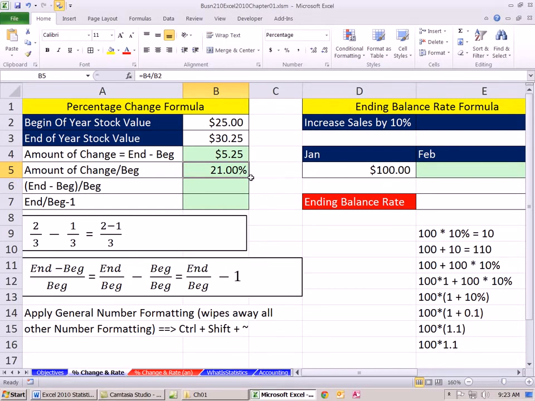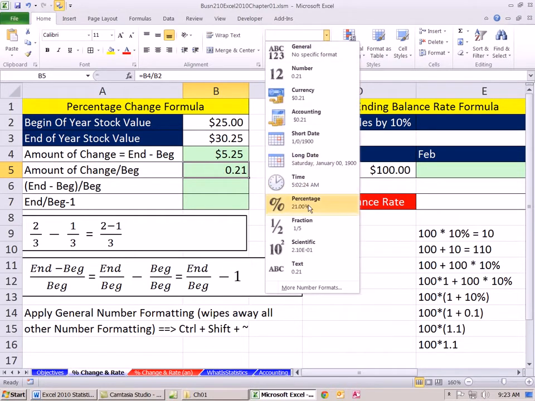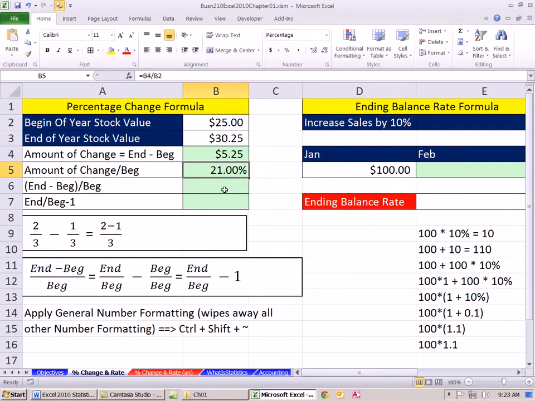21%. This has been pre-formatted. Now, if it was not, you could just simply come up here and apply percentage from the drop down and show 2 decimals. Now, we could shorten this. Notice we had to use 2 cells. We could shorten this by using this formula. We simply do our calculation in the numerator. We have to do this subtraction first, so we put it in parentheses and then divide by the begin. So equals, open parentheses, end minus begin, close parentheses, divided by begin.